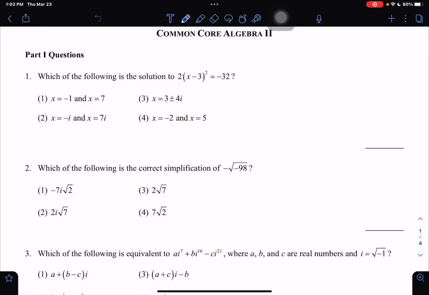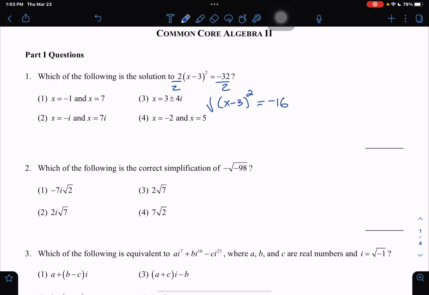All right, so this is the review for the quiz tomorrow on Friday. Number one is interesting because you could multiply x minus 3 out and get x squared minus 6x plus 9, and then move the 32 over, negative 32 over, and then use the quadratic formula. Or we could isolate the square term, divide both sides by 2, and then we would have x minus 3 squared is equal to negative 16.